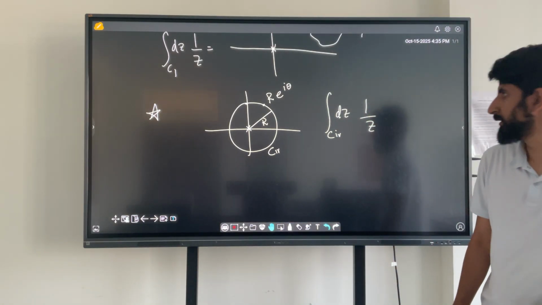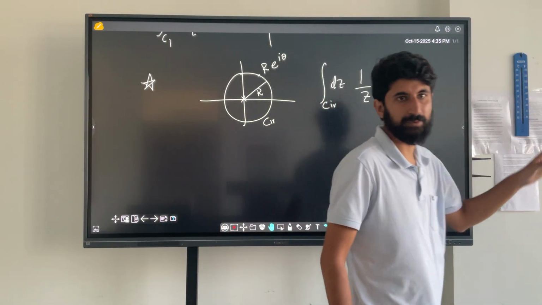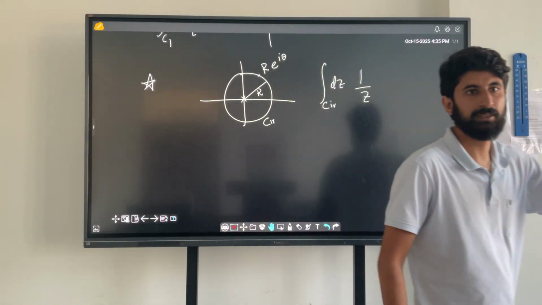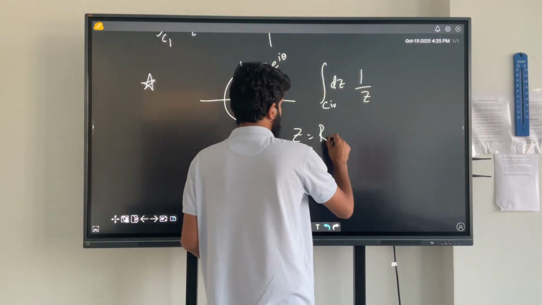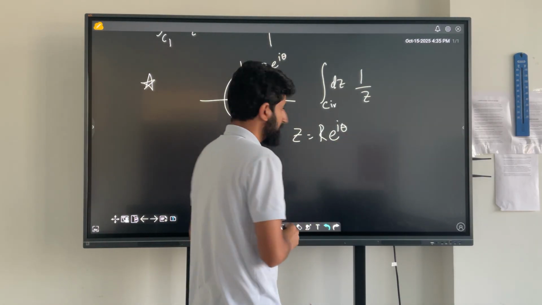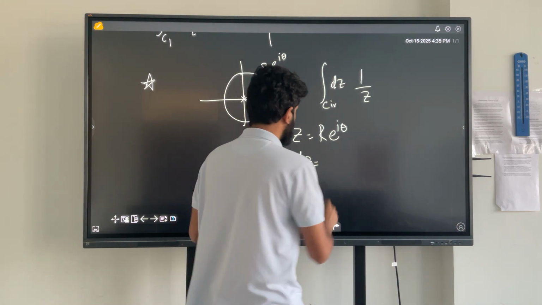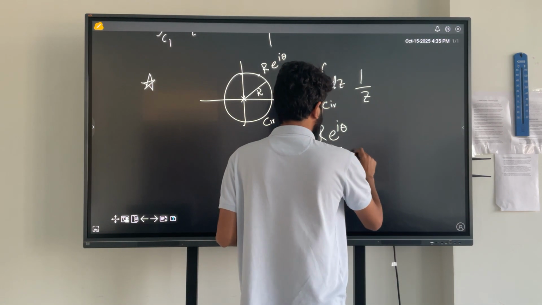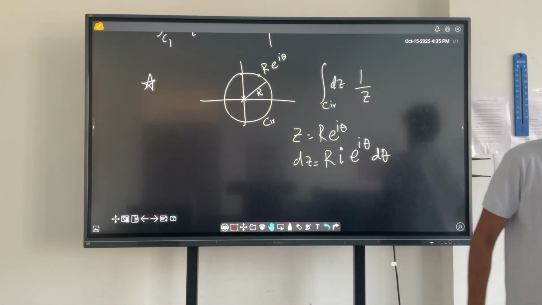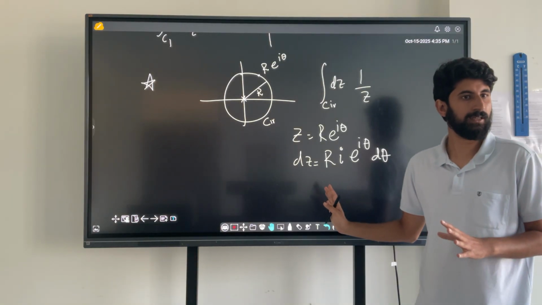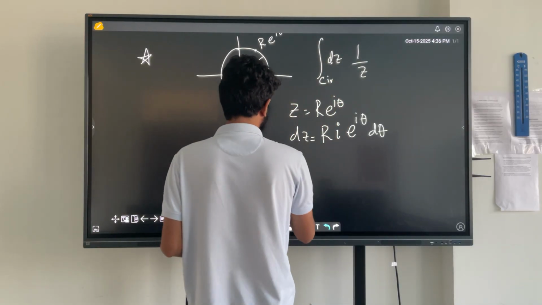So now this means I have to get dz. Everything here has to be replaced by something which is a function of θ. I know z would be r e^(iθ). So what is dz? Obviously r is constant, right? So dz is r i e^(iθ) dθ. This is fine, right? Okay, good. Now let's substitute it back.